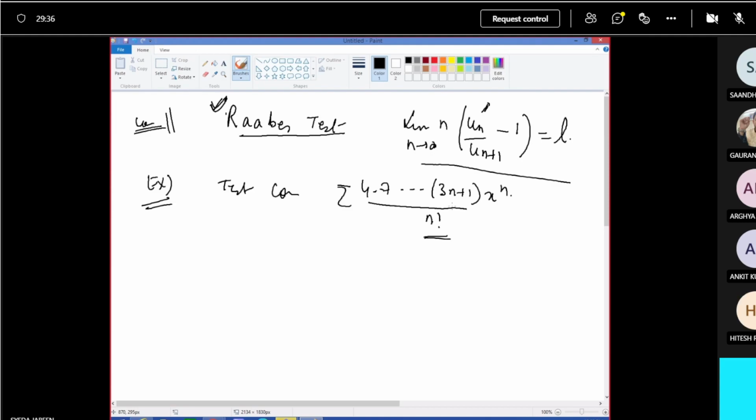Ma'am, you previously wrote u_(n+1) divided by u_n in the Raabe's test. I told both, no? I told u_(n+1) also, I told u_n also. But then the condition will change. Yes, we told that: the L value will be changing, just the sign will be reversed.